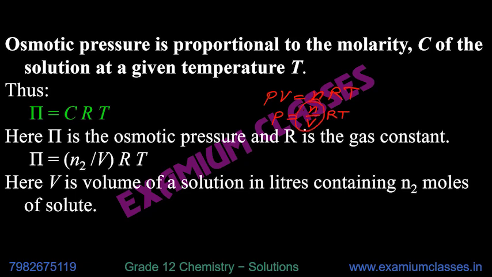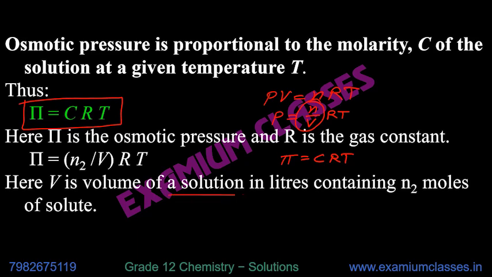And what is n by V? Number of moles divided by volume of the solution. This is molarity. So it is written P equals CRT, where P is written as pi here. Pi equals CRT, which you will be using to calculate the osmotic pressure.